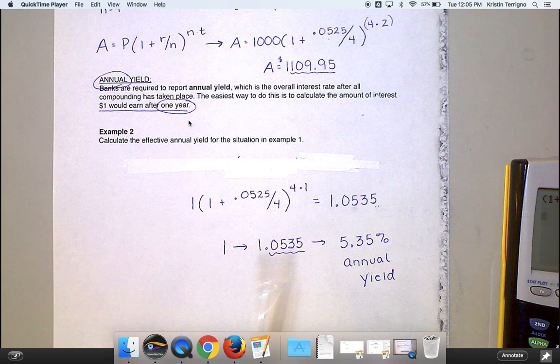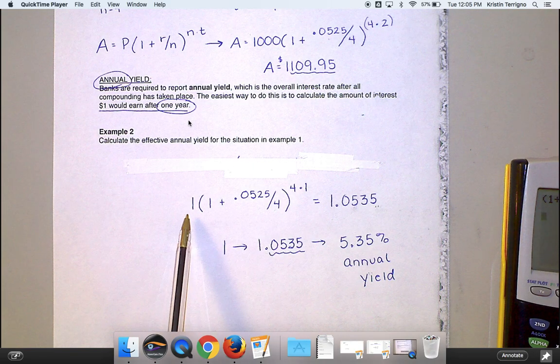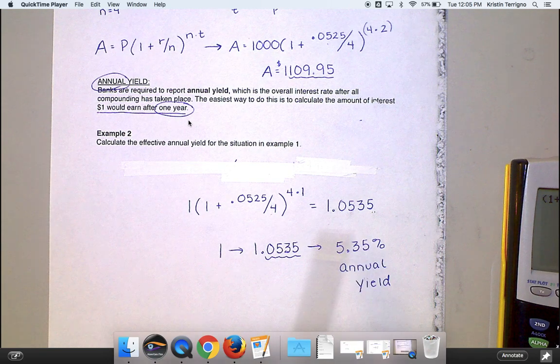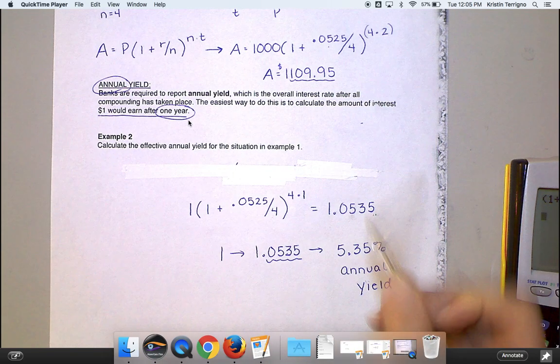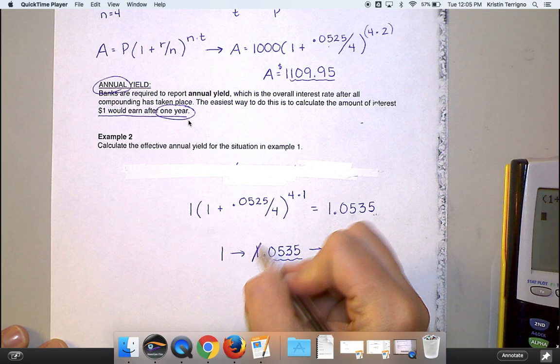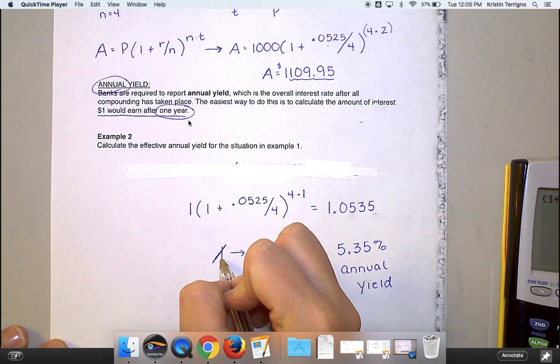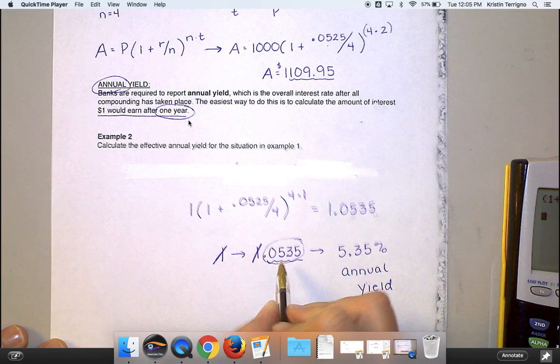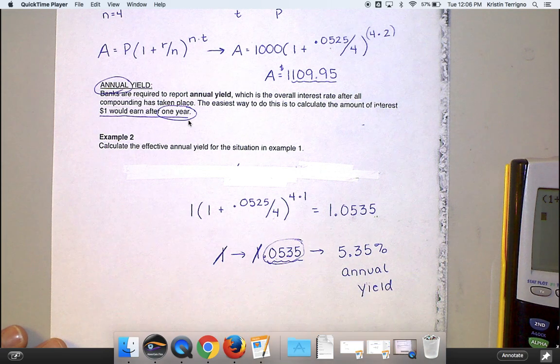So what I just found out here, again, by doing the calculation with $1 for 1 year, is what $1 would turn into. Then I can kind of knock off that 1, right? Because this 1 is just the dollar that I invested in initially. This represents the new extra money, and then I just move the decimal on that like a percentage. So I get 5.35% annual yield.